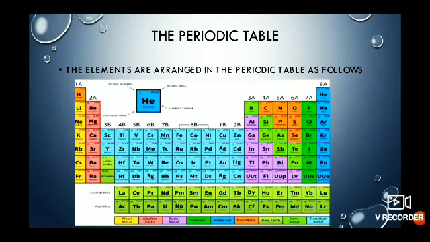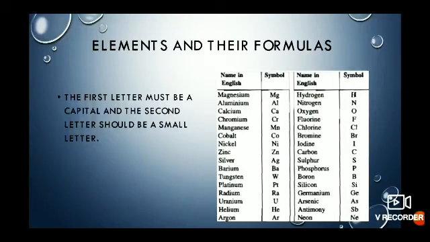Now, all the elements that we studied, the 117 elements, can be arranged in an order or in the form of a table, and we call this the periodic table. You'll learn more about this in higher classes. Here's just a picture for you, the periodic table.